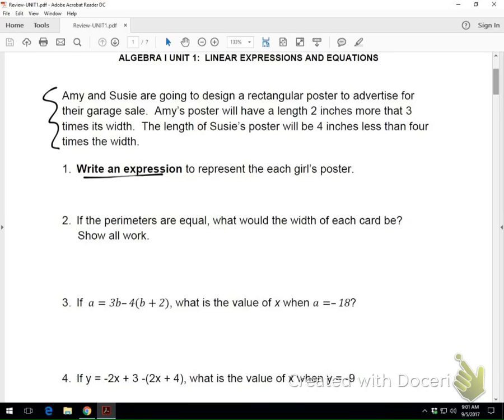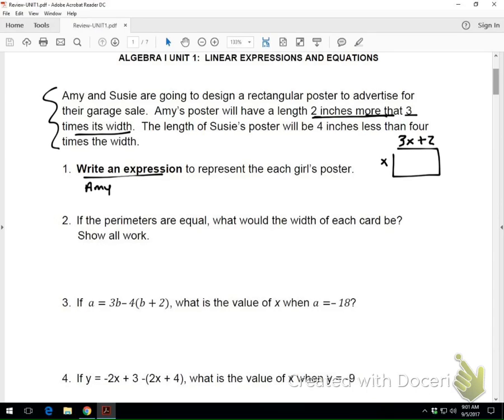So let's start with Amy. Okay, so we want to write an expression. Basically, let's go ahead and just write for perimeter and all that stuff. If you need to draw a picture out here to the side for Amy, draw it. It says her length is 2 inches more than 3 times the width. Well, do we know what the width is? No. So we got x, and then we got 3x plus 2. That's 3 times its width plus 2.